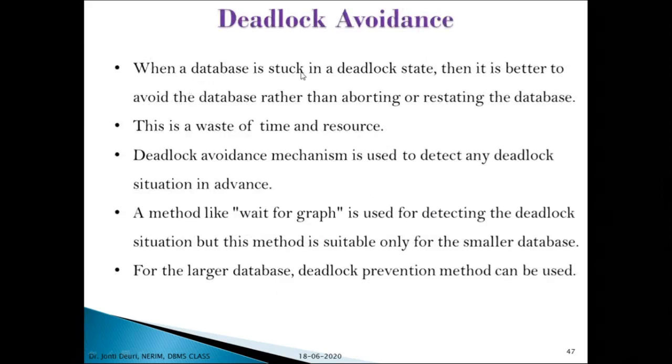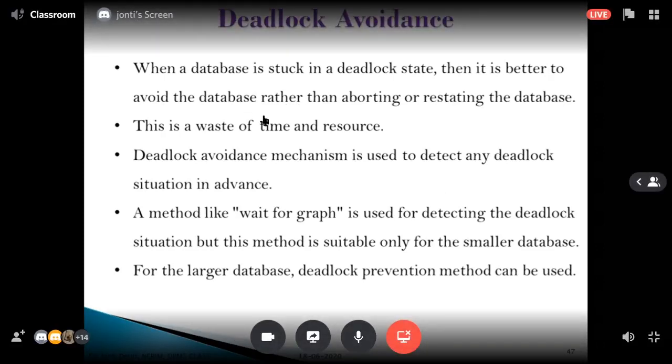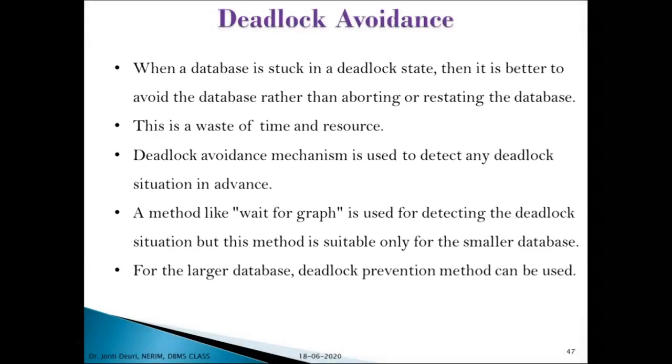When a database is stuck in a deadlock state, it is better to avoid it. We can solve the deadlock problem in different ways: deadlock avoidance, deadlock prevention, and deadlock detection, right? In deadlock avoidance, what we have to see is whether there will be a deadlock. If we can see that there will be a deadlock, then there is no need to enter there. You can avoid that. Understood?